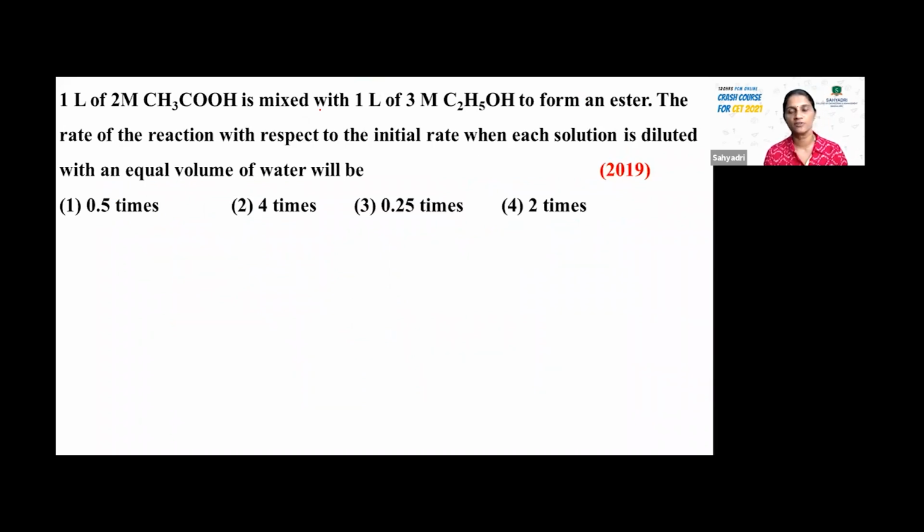There was one more question from kinetics in 2020, but that was on collision, something related to the effect of temperature. Now solve this. 2019 it is.